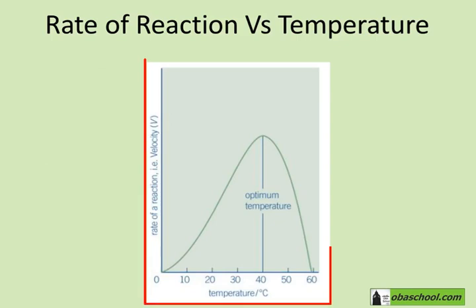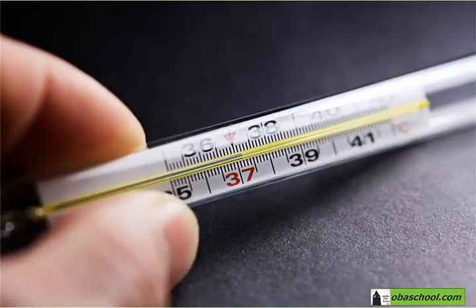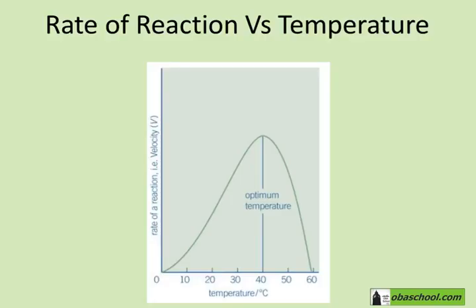So for example, this is a graph measuring the rate of the reaction in the human body as a function of temperature. So this is a human enzyme. We know that the human body is always at a temperature of 37 degrees Celsius. This is not actually the optimal temperature for enzymes in the human body. The optimal temperature for enzymes in the human body is 40 degrees Celsius, as you can see here in the graph.